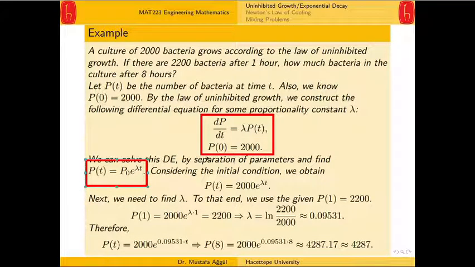I skip this part since I don't do the separation of parameters and solve this problem. It's basic enough. You can do that on your own. Actually, you should do that on your own and see if you get the same results as me. Okay, so this is the solution.